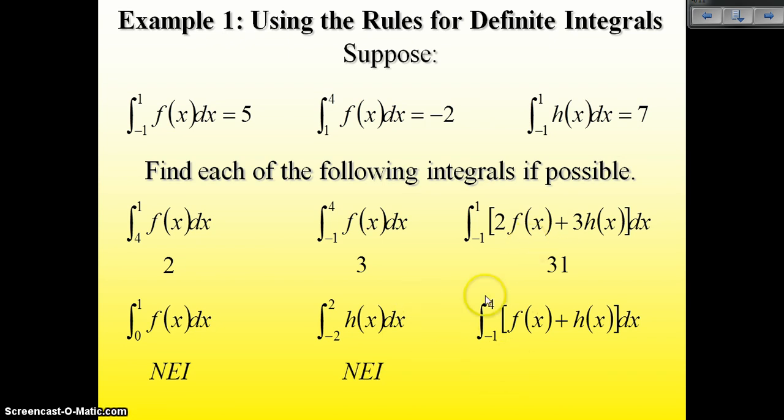And now last we do -1 to 4 of f of x plus h of x. Now we can do -1 to 4 of f of x. We've already done that, haven't we? That was 3. We did that one up here. But again, there's no information given about h of x, about what it does once it leaves 1. There's nothing about from 2 to 4 or 1 to 4 or anything up here for h of x. Therefore, we again say not enough information. Pay very careful attention to your limits of integration. Many times that will give away the problem if you can't work the problem, if there's not enough information.